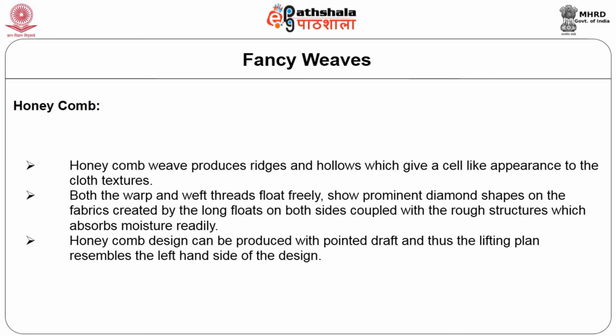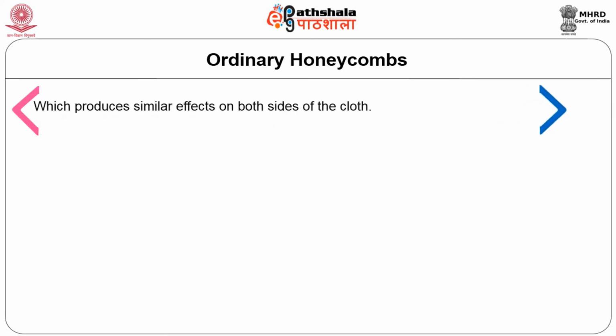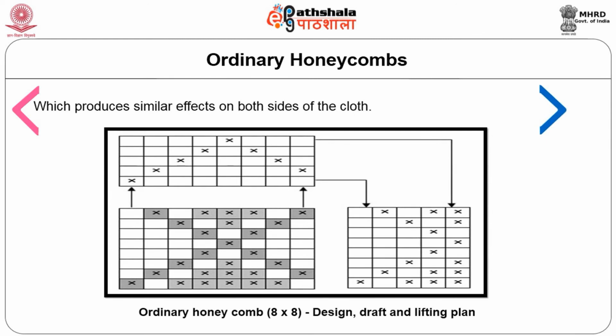Honeycomb designs can be produced with a pointed draft, and thus the lifting plan resembles the left hand side of the design. The weaves are of 2 types: ordinary honeycomb, which produces a similar effect on both sides of the cloth. Here you can see an ordinary honeycomb produced on 11 ends and 8 picks.